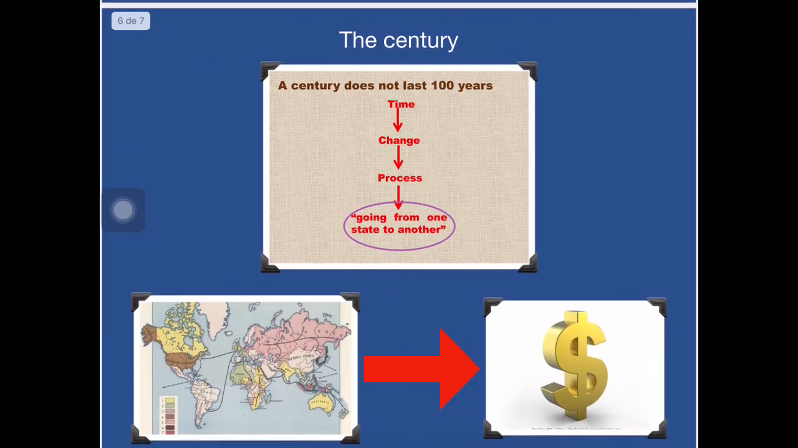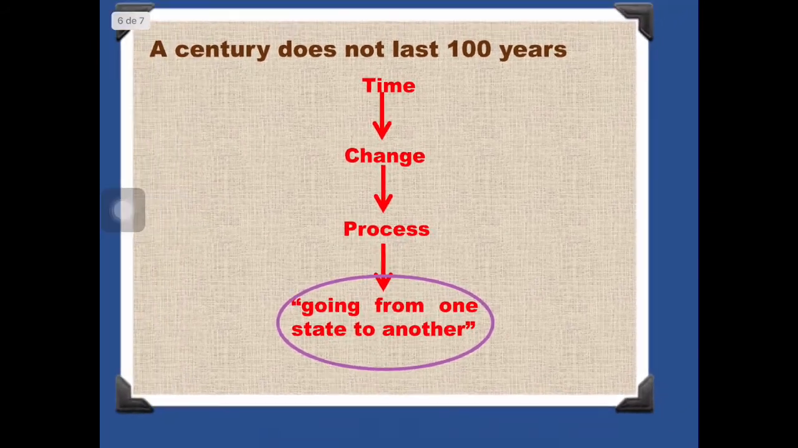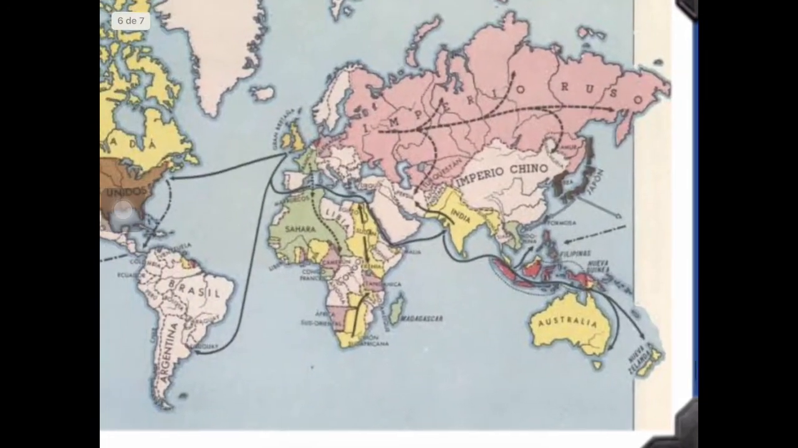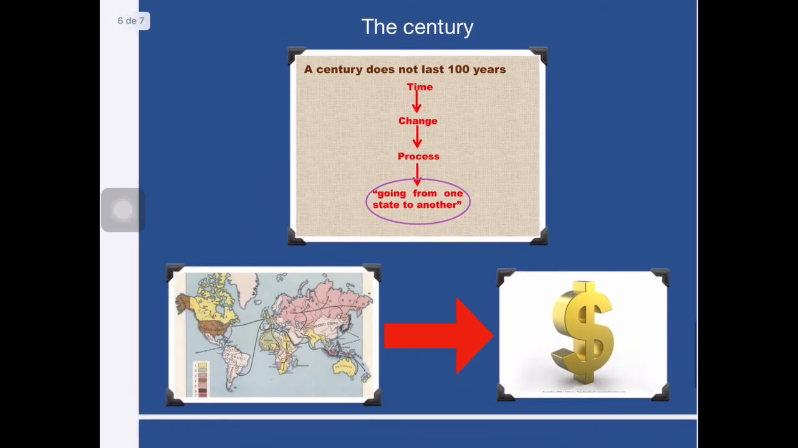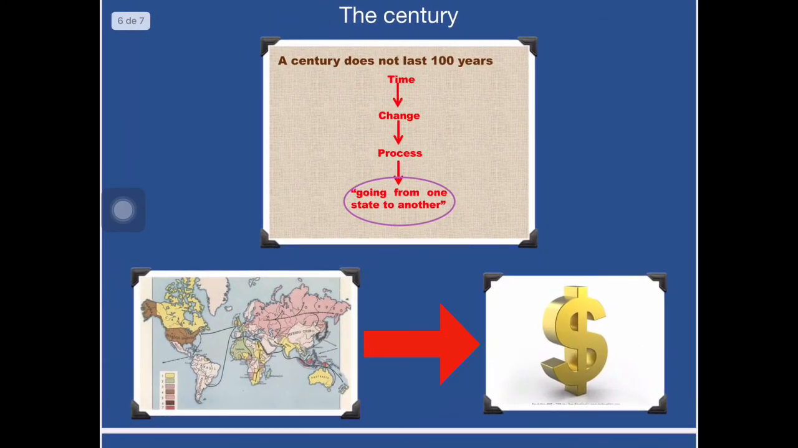And this is why, because only in the century you can see a whole process, a complete process. If you go smaller, like in the short duration, you may see some changes, but you won't be able to see the whole process. The whole process only happens within the century.